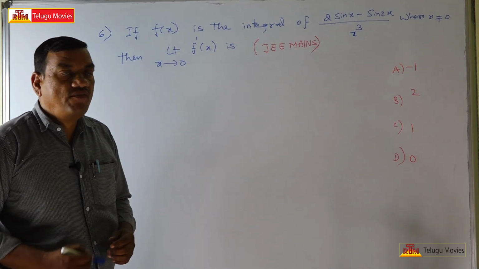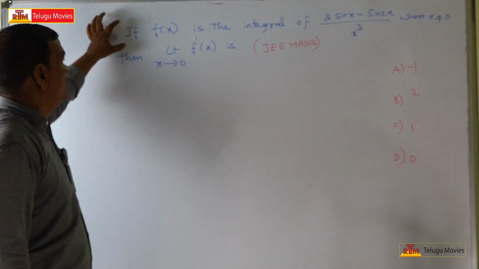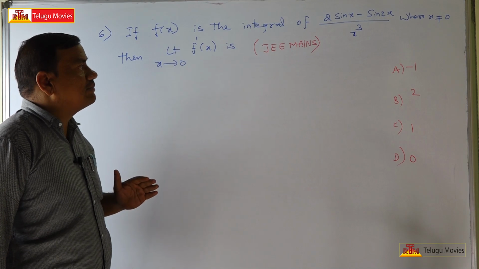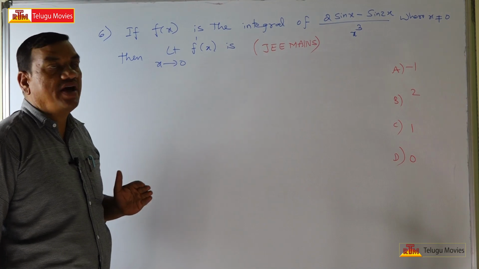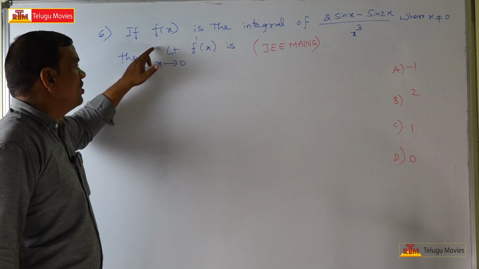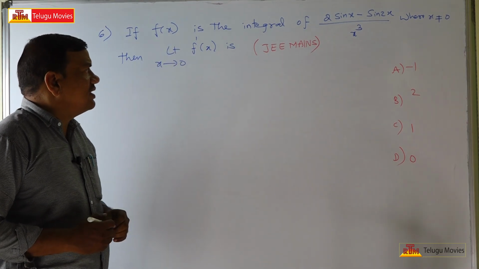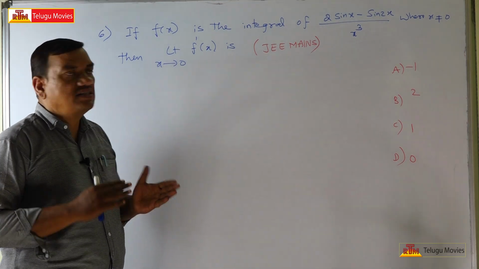Dear students, welcome to problem number 6. If f of x is the integral of (2 sin x minus sin 2x) by x cube, where x is not equal to 0, we have to find the limit as x tends to 0 of f dash of x. This is a problem from both limits and integrals.